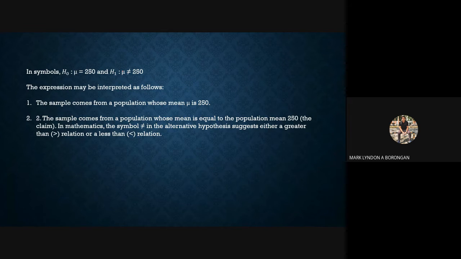So in mathematics, the symbol not equal in the alternative hypothesis suggests either a greater than relation or a less than relation. Okay, di ba? Sa null hypothesis, there is no difference. But in the alternate hypothesis, there is a difference. That's why it is not equal to 250, no? So the difference could be greater or less than. So bantog na siya gi-indicate diha nga not equal, di na siya equal og 250 kay it could be greater than 250 or less than 250.